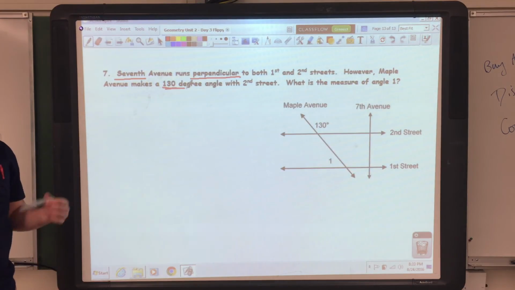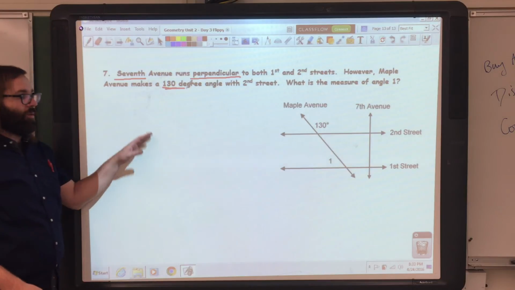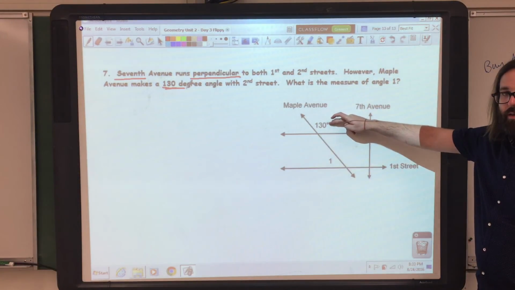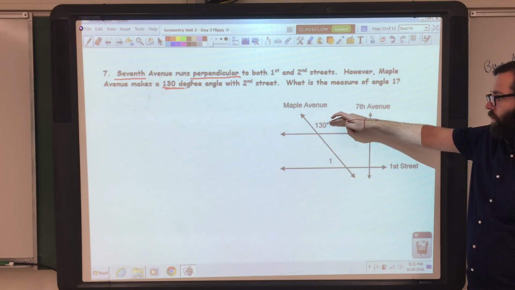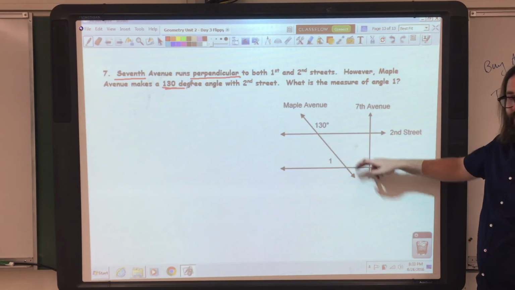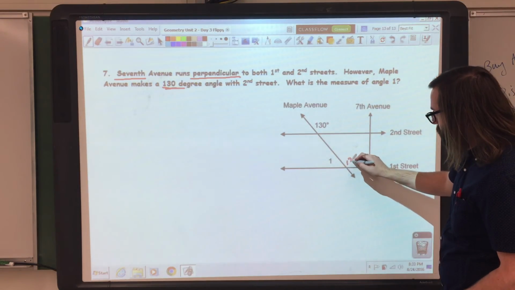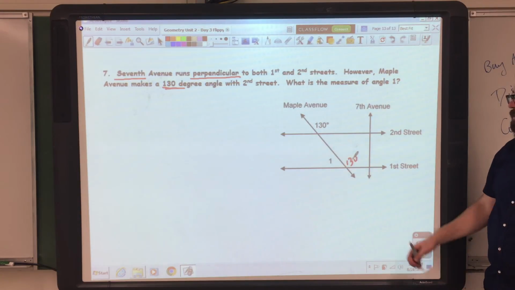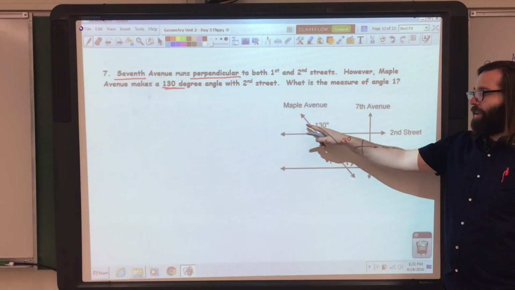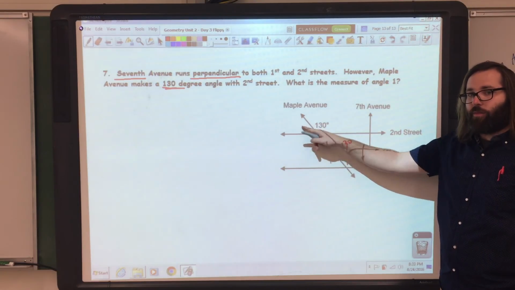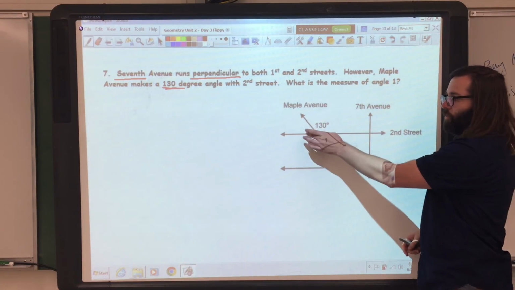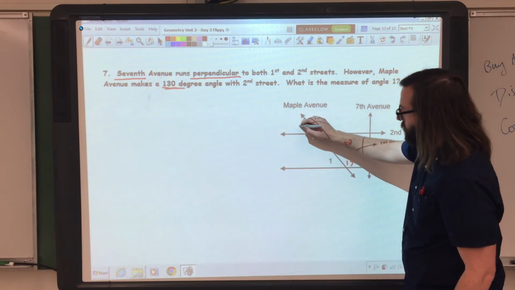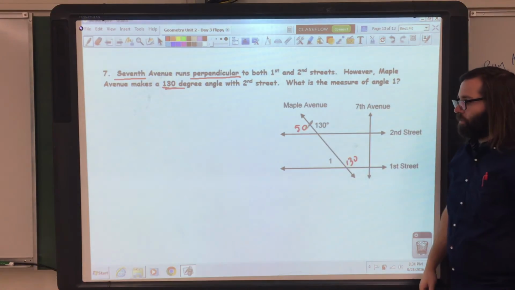Okay, so what I would start doing is labeling all your angles. So we know this one is corresponding to this one, same position, so this is 130. All right. We know that this and this form a linear pair, so the total has to be 180. This is 130, which leaves 50 right there.